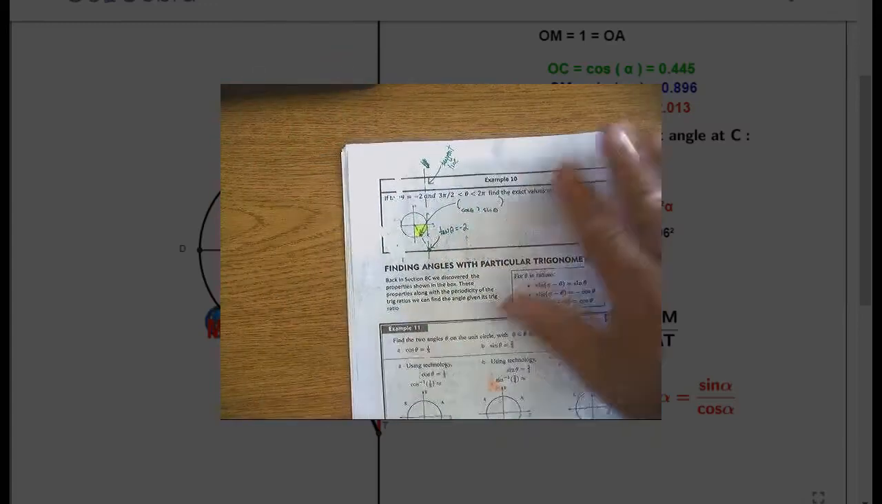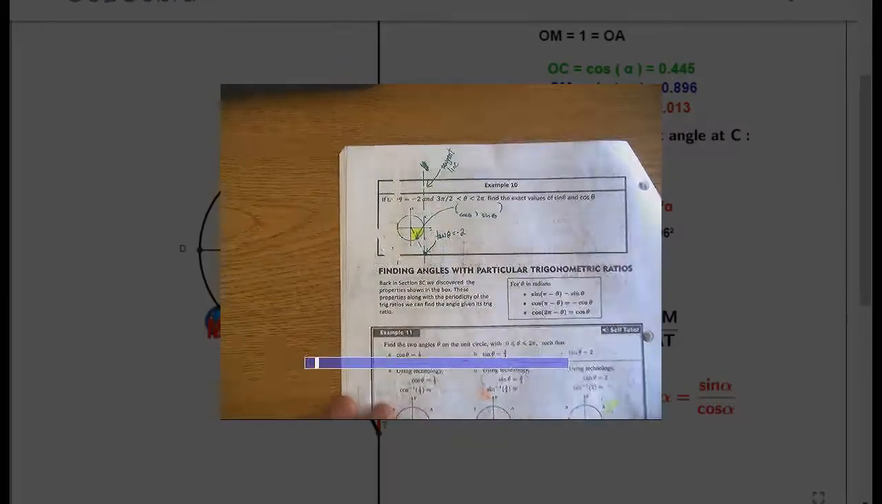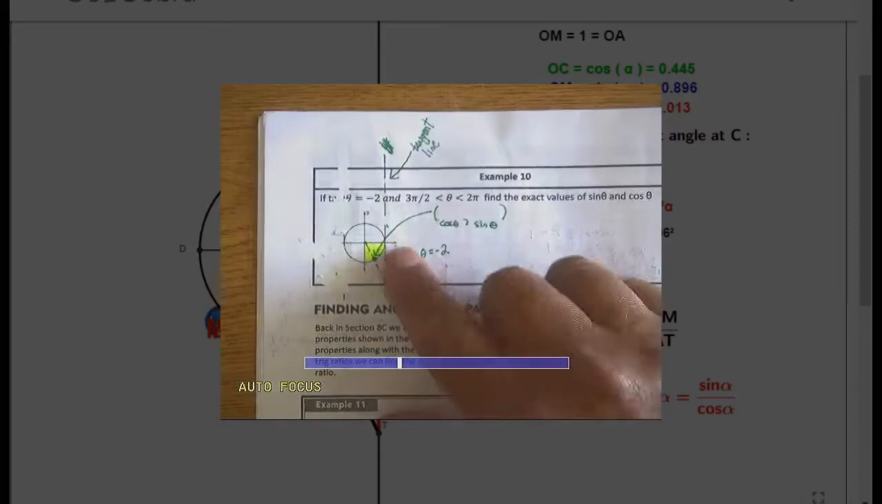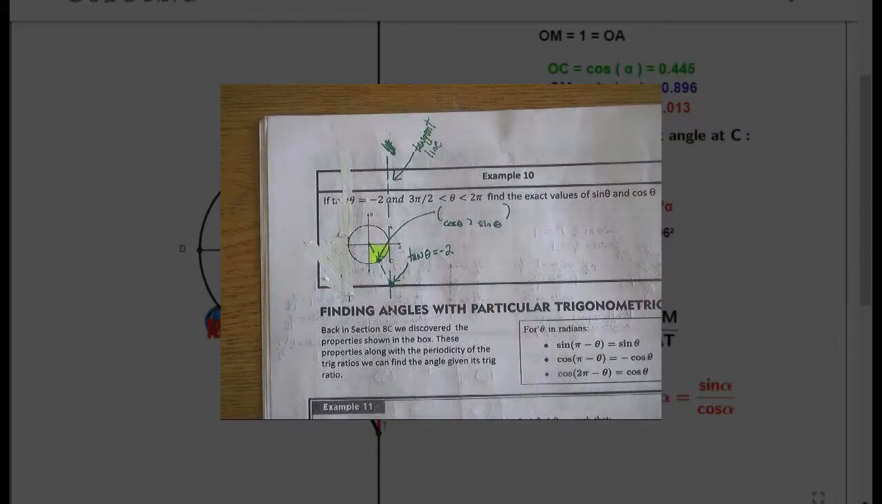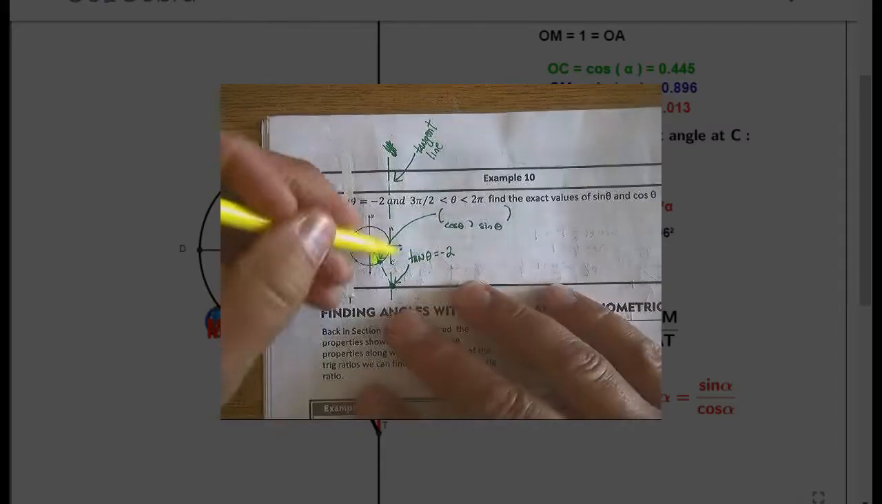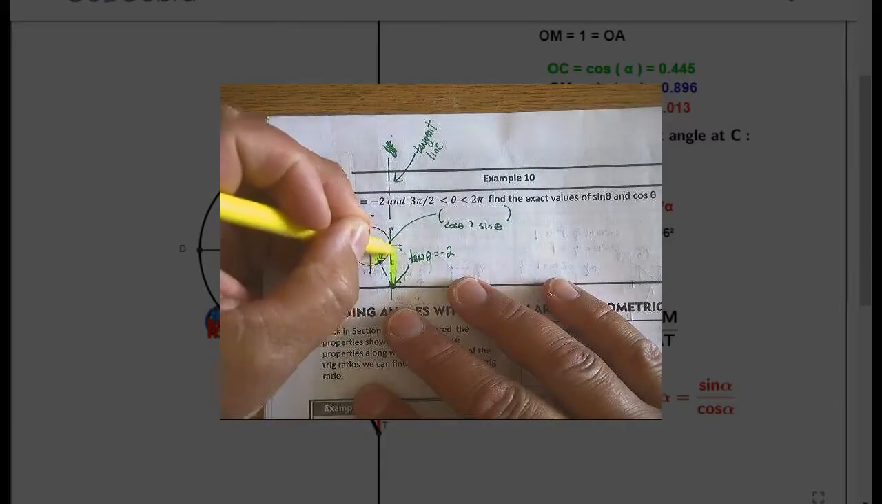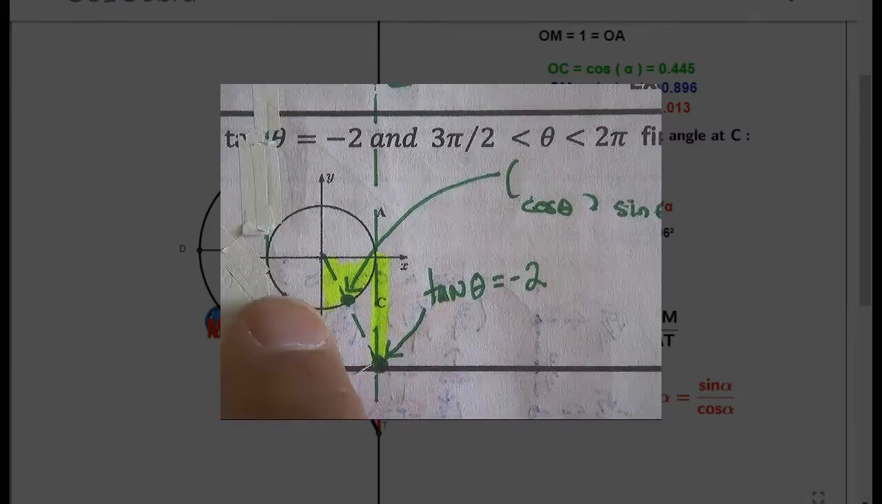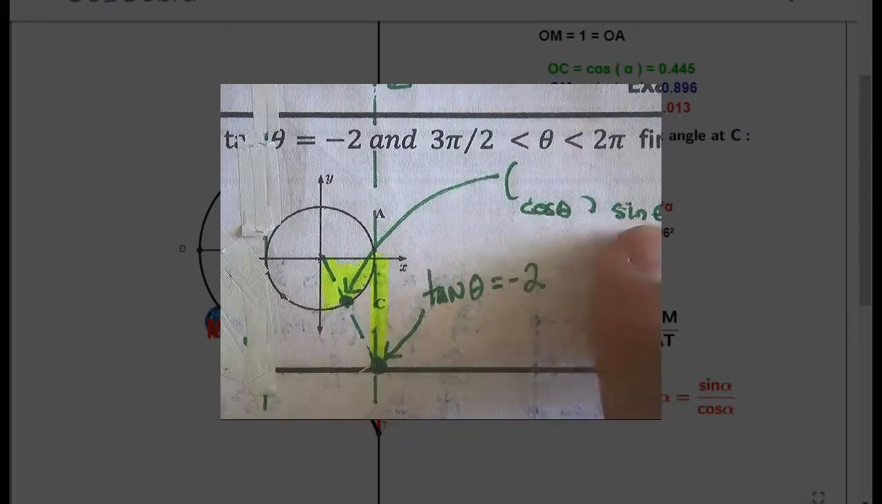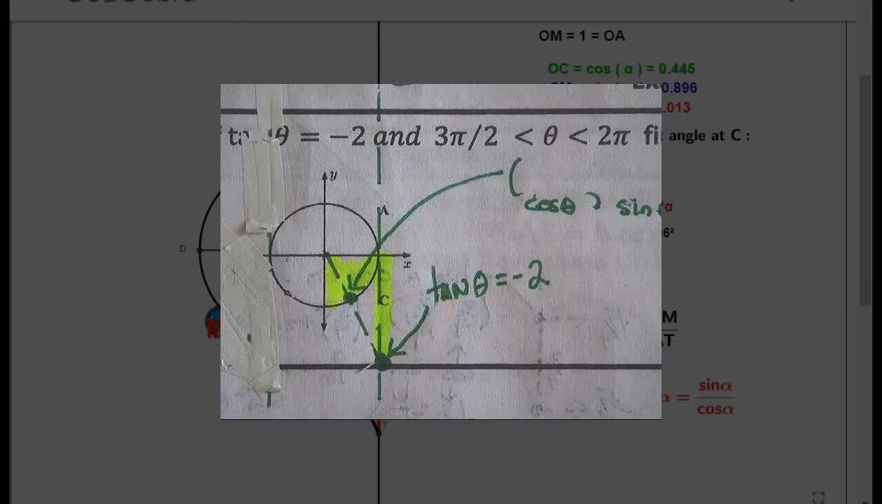Okay. All right, so in this one, we're told that the tangent is equal to -2. So this length is 2. Negative just means it's going downward. So this is the tangent value right here, that length. And this question is asking, what are the coordinates of that point? What's the cosine and what's the sine?